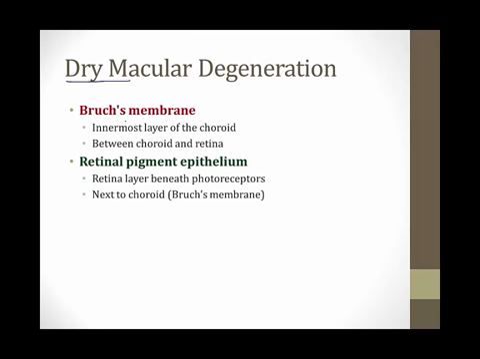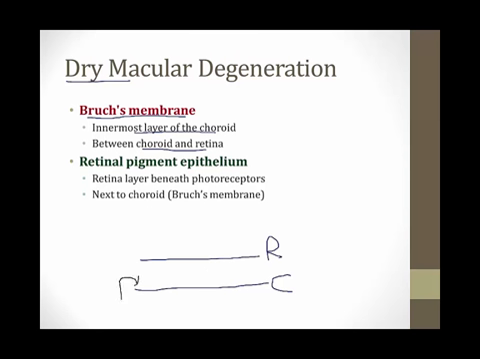In order to understand the pathophysiology of dry macular degeneration, we need to talk about two important structures in the eye. The first one is called Bruch's membrane. This is the innermost layer of the choroid. It's the layer of the choroid that sits right between the choroid and the retina, right underneath the retina. So recall that the choroid is a vascular layer that sits just beneath the retina. The outermost layer of the choroid, the layer that sits just beneath the retina, is called Bruch's membrane.